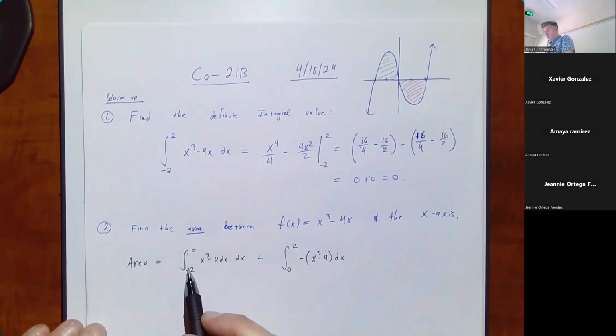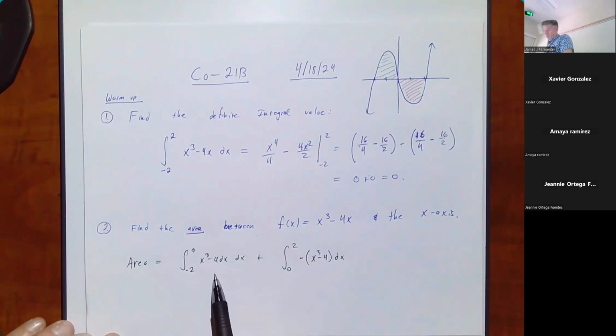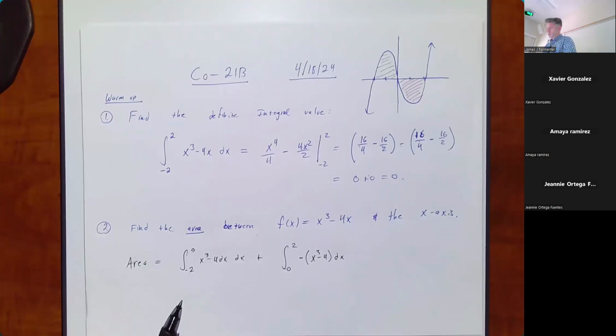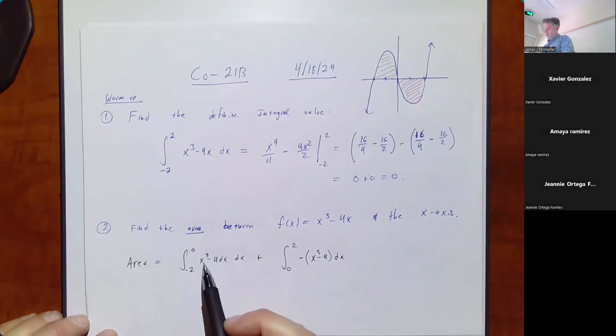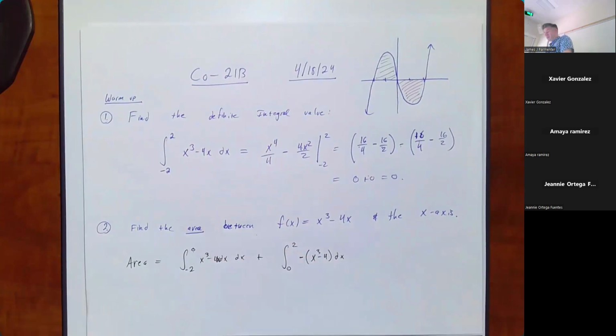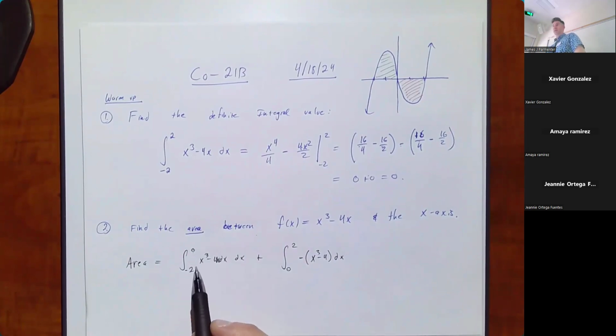Because from -2 to 0, did I have this the wrong way? I might have it the wrong way. Did I graph this wrong? No, I didn't graph it wrong. Now I'm like, oh, I forgot there's an x there. Sorry. Okay. From -2 to 0, this function is positive.